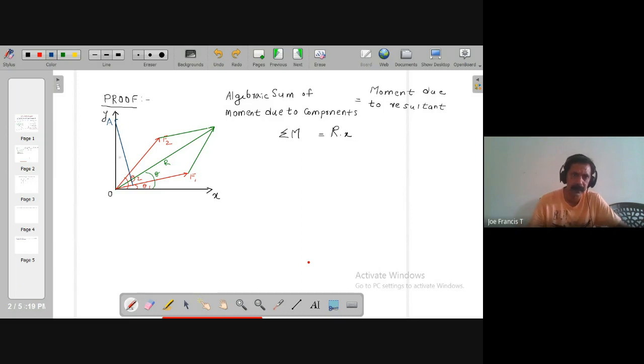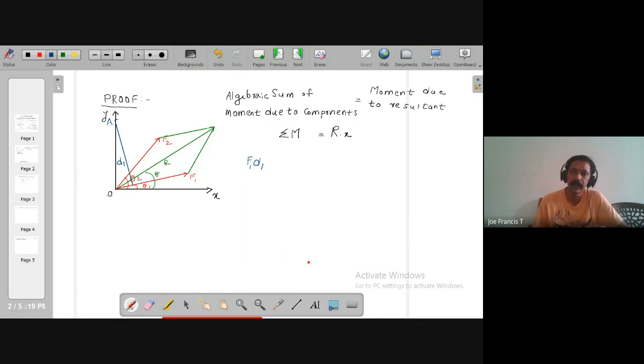So this is d1. Moment due to the force F1 at A is given by F1 d1. And this force is going to make an anti-clockwise moment. So this is positive. So plus F1 d1.